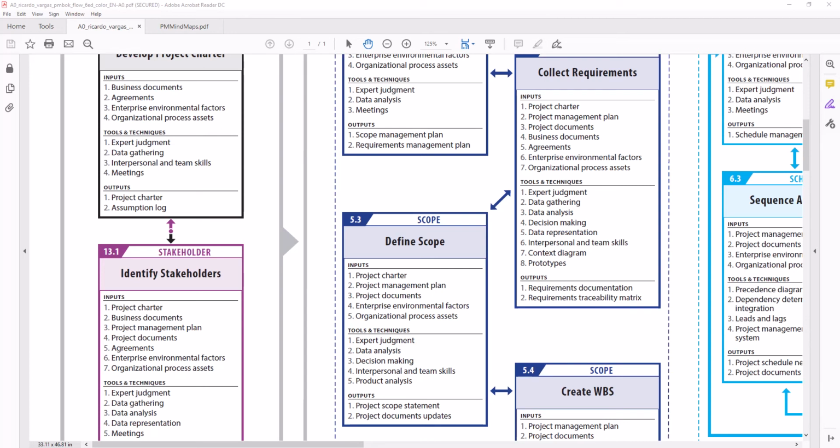So from data gathering, you talk to multiple people, you refer to multiple documents, you refer to the contract, and you use them to mark the high level information that you see in the project charter. Meetings, yes. Interpersonal skills, yes. And the project charter comes as the output.